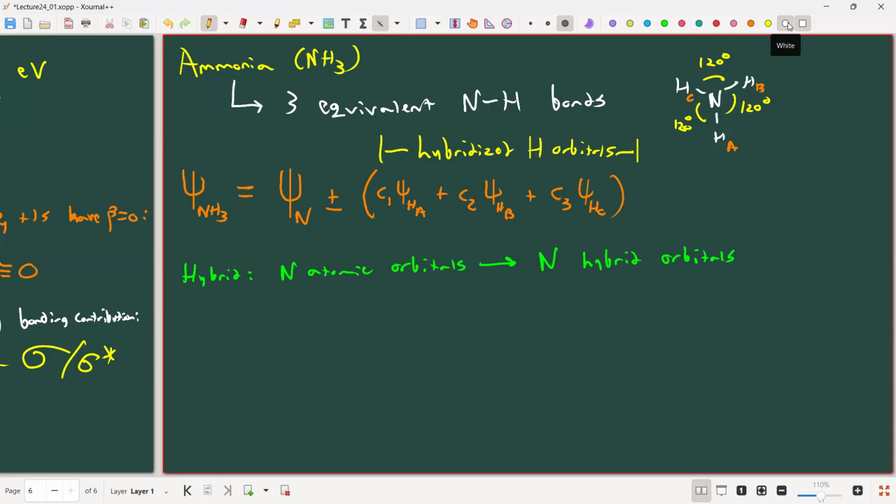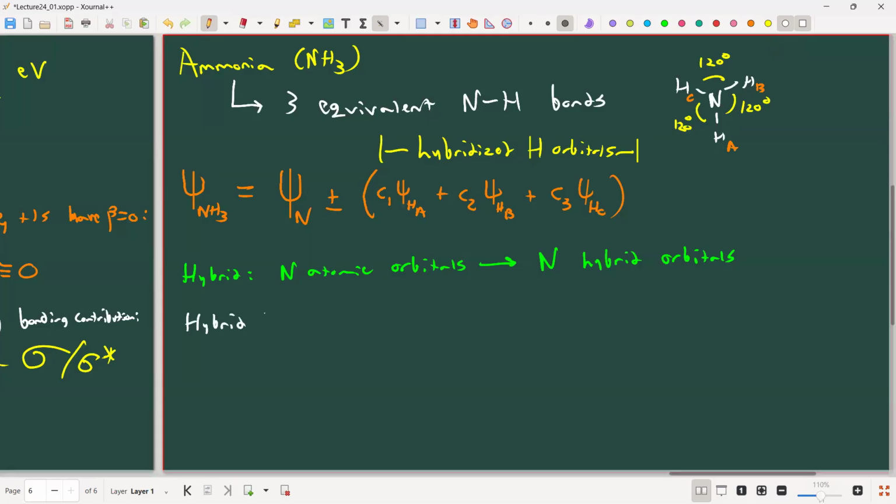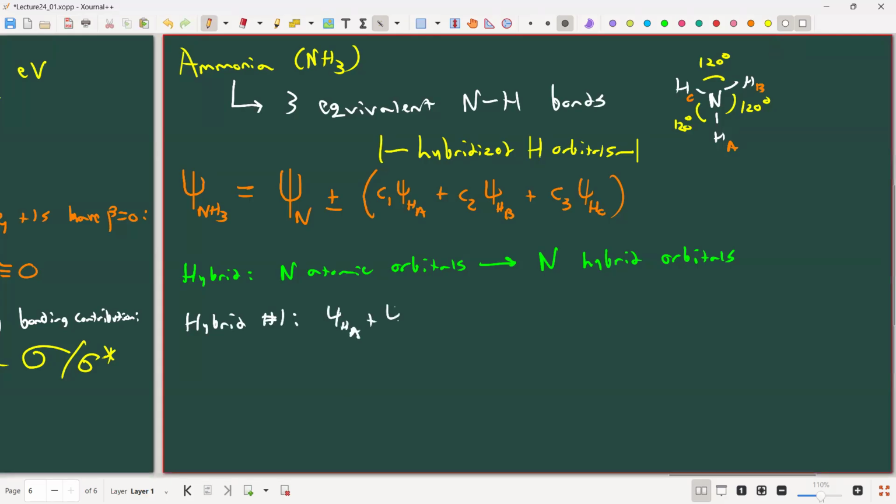We know that the ideal combination of wave functions, the lowest energy combination, is just going to be the plus of all of them. I just add them all together. So psi1 plus psi2 plus psi3. That's always going to be the most stable arrangement. So I'm just evenly adding them all together. So I know that at least one of my hybrid orbitals looks like psi HA plus psi HB plus psi HC.